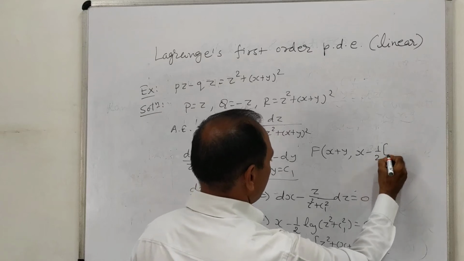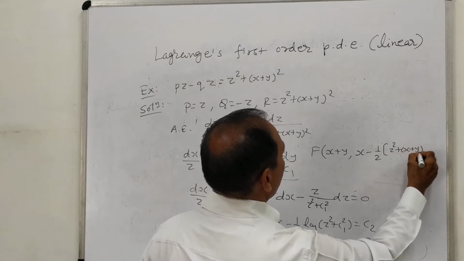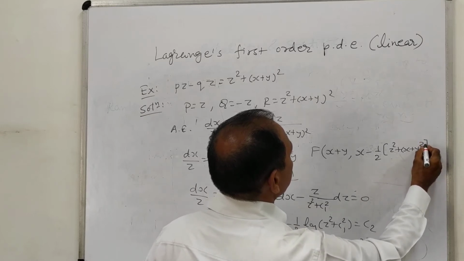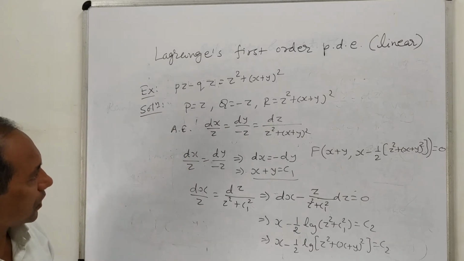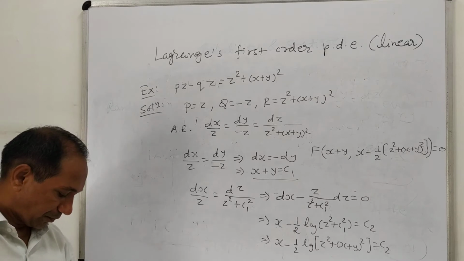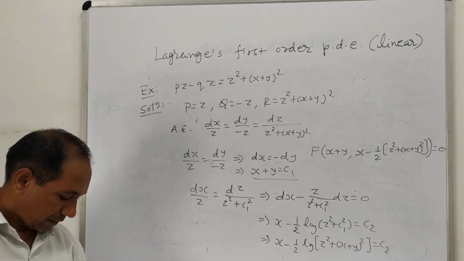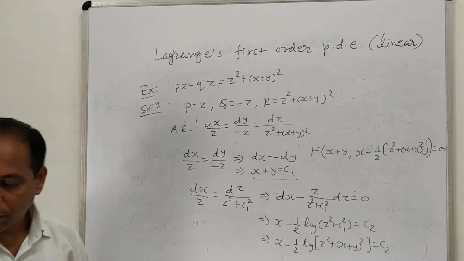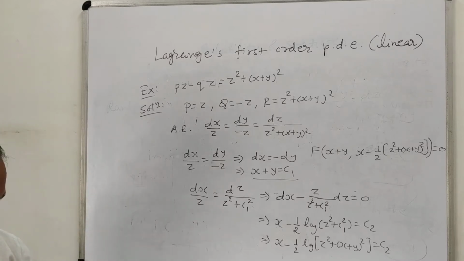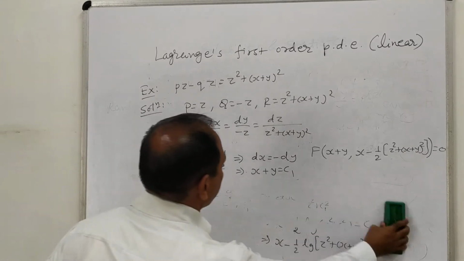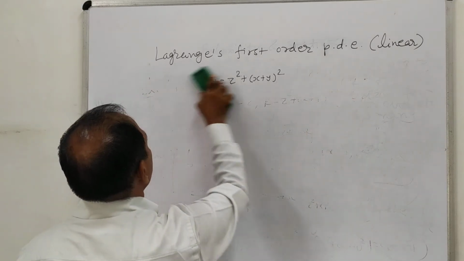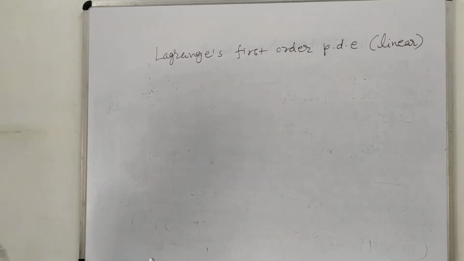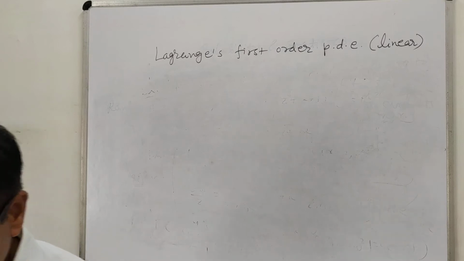yx minus 1 half z square plus x plus y whole square equal to 0. So this is the required solution of the given equation. Now see here, in this solution we have seen another approach to solve the equation. Now let us see another equation.